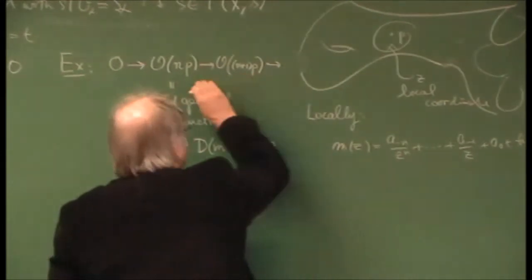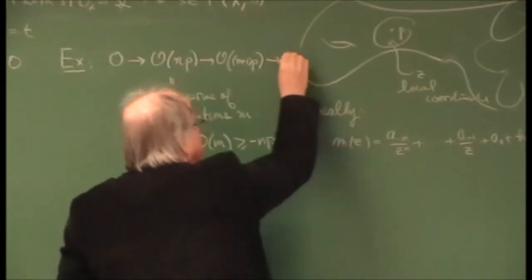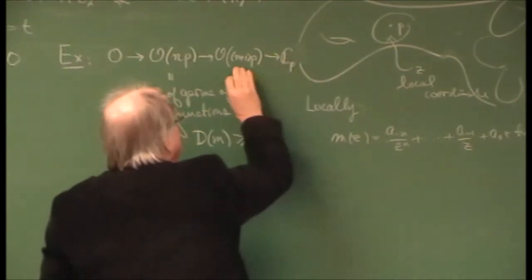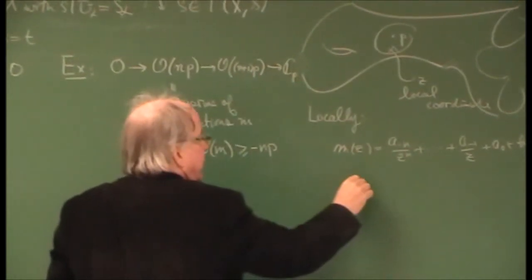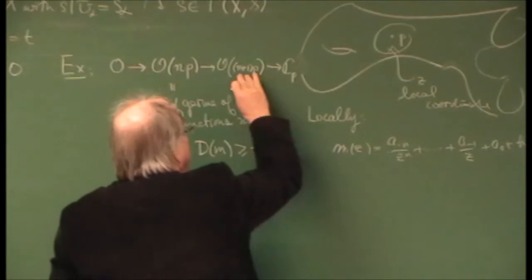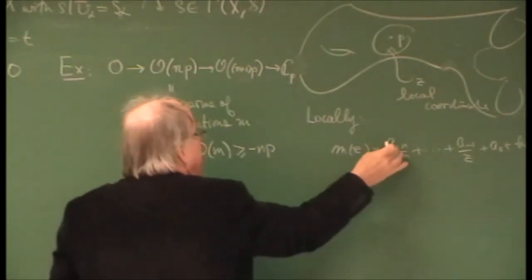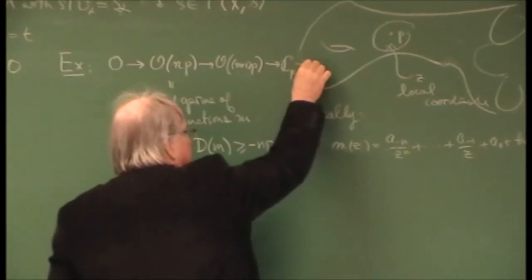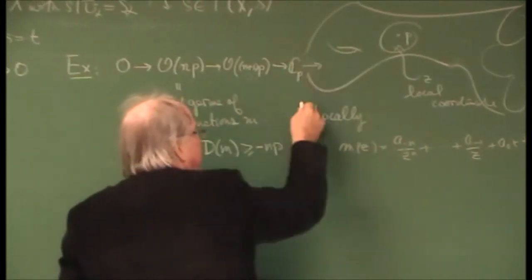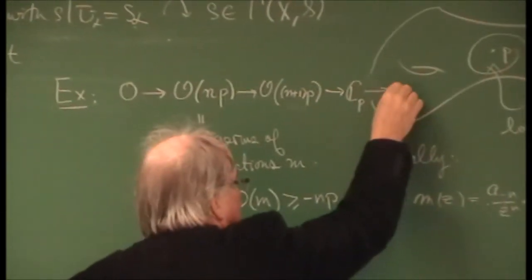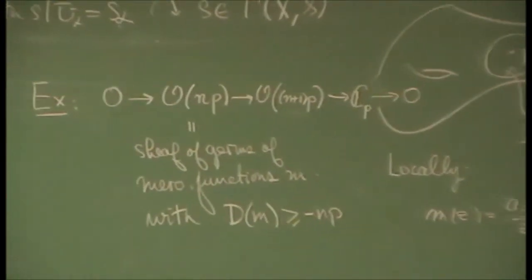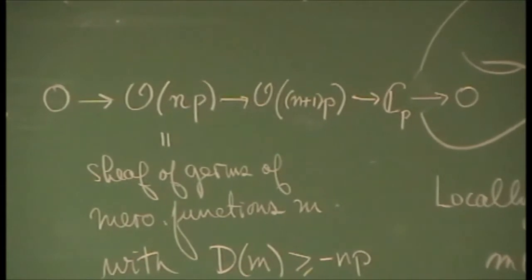And then the quotient sheaf: these two sheaves are exactly the same except at P. But at P they differ exactly in the nth order. So what we get here is just a sheaf which is supported at P. Really it's just the (n plus 1)th order coefficient that identifies this with the complex numbers at that point. Otherwise the quotient is just 0. So we get this short exact sequence. Okay? We get that.